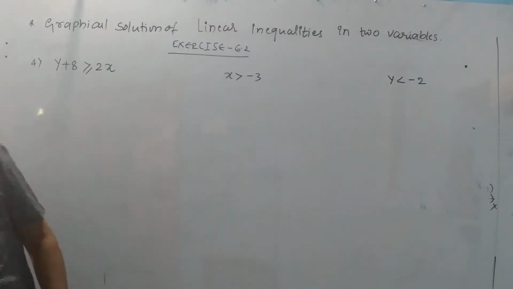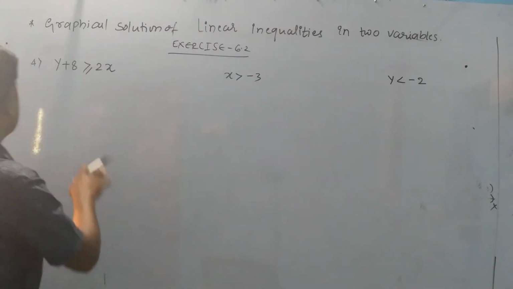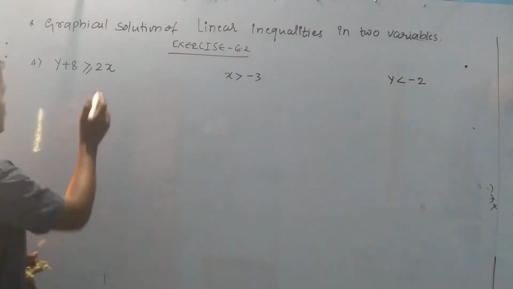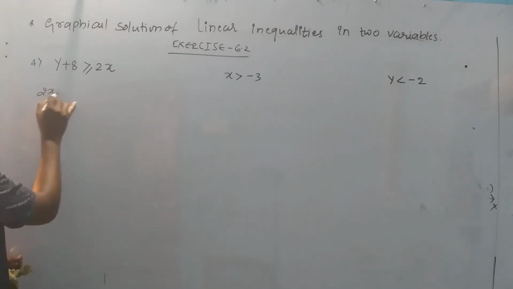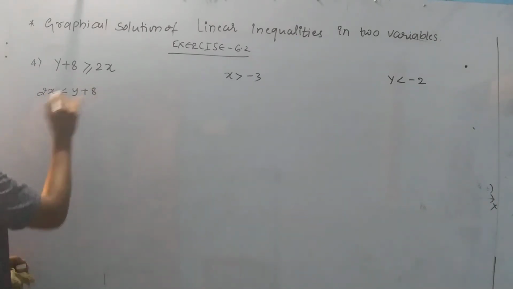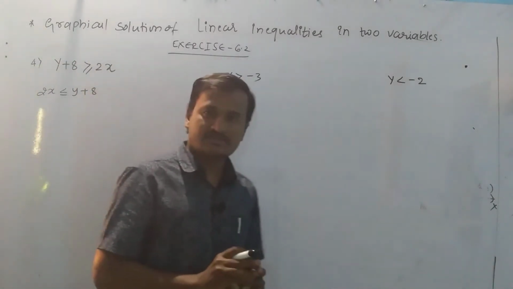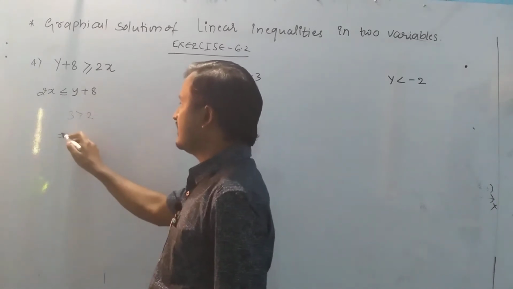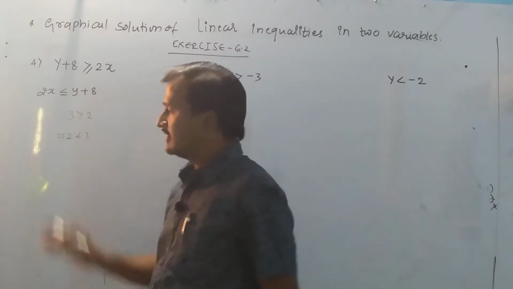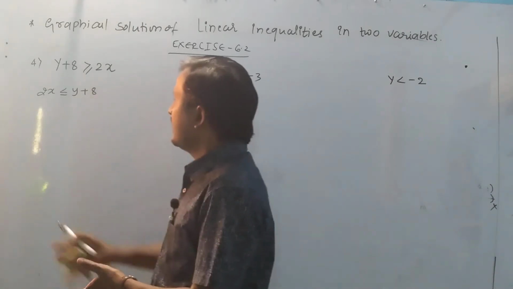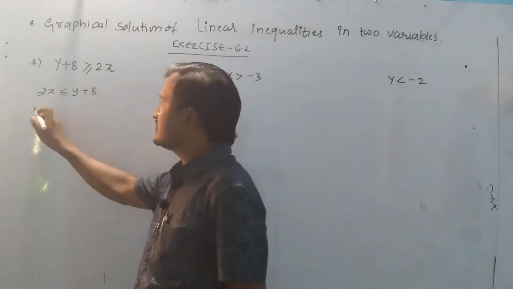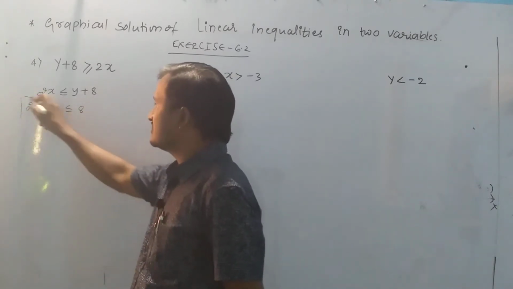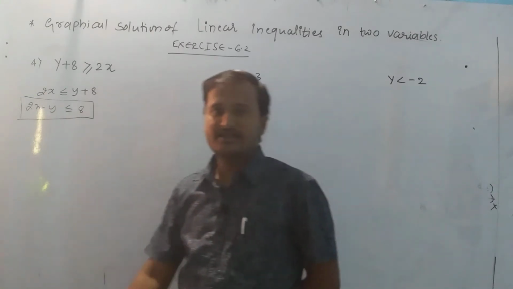Okay. Right. So here you should observe, here y plus 8 more than or equal to 2x is there. So we will write like this, 2x is less than or equal to y plus 8. Right? May we write like this? Because we know that 3 is more than 2, then how we will write 2 less than 3? Okay, the same concept here I have used. And take this y to this side, hence it becomes 2x minus y less than or equal to 8, right? So this is our required inequality.